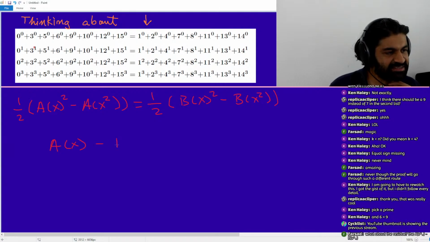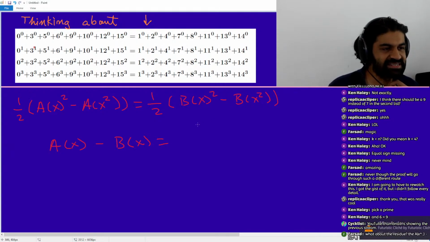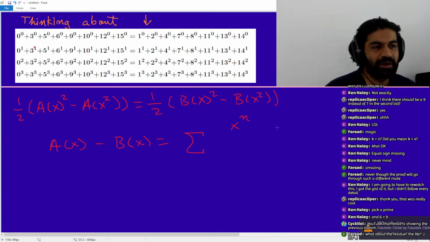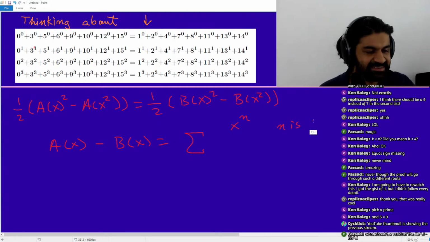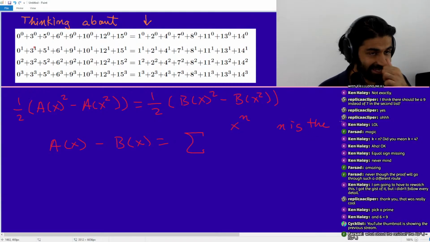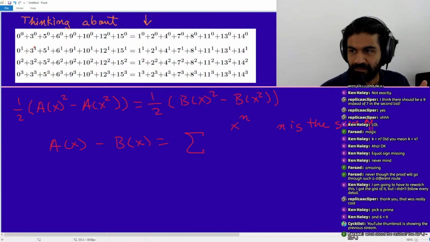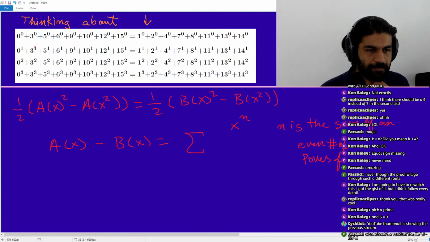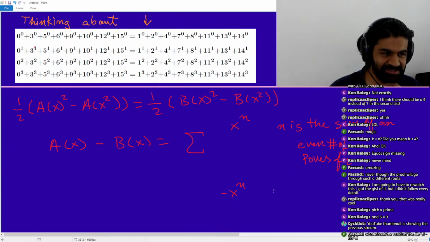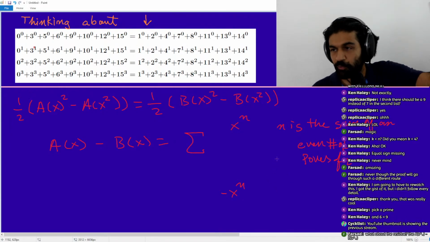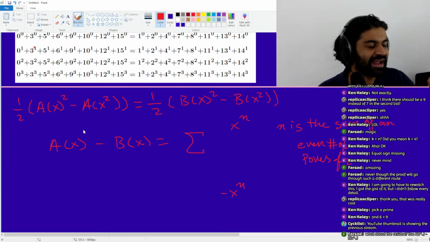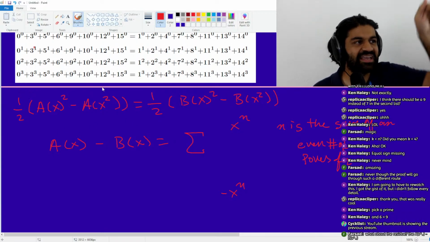But we were able to derive from that, AX minus BX is equal to a big sum that has x to the n when n is the sum of an even number of powers of 2, and negative x to the n when n is the sum of an odd number of powers of 2. But what is that telling me?